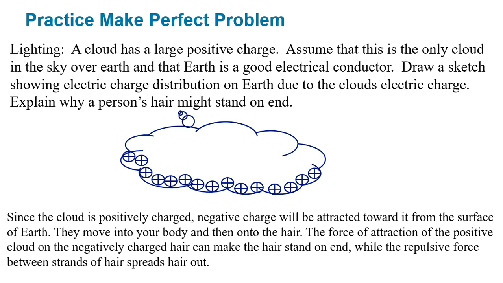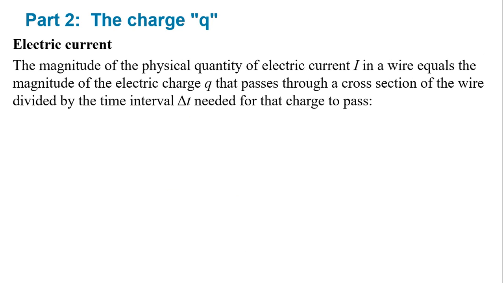Since the cloud is positively charged, negative charge will be attracted toward it from the surface of Earth. They move into your body and then onto your hair. The force of attraction of the positive cloud on the negatively charged hair can make the hair stand on end, while the repulsive force between the strands, because they're all negative, like charges repel, spreads the hair out. There you go. All right, let's keep going.